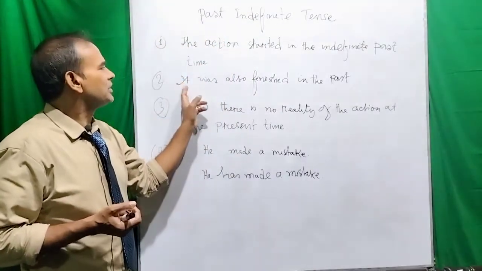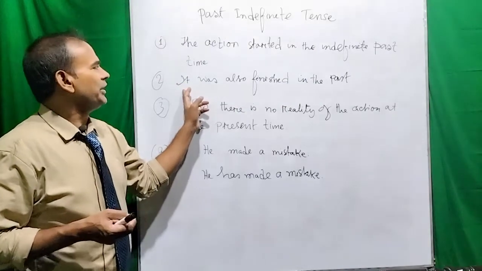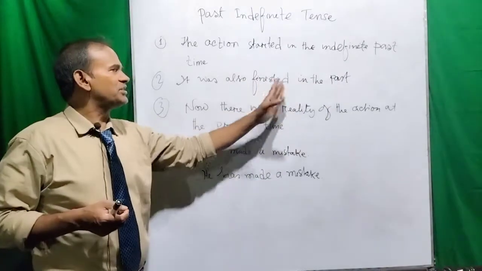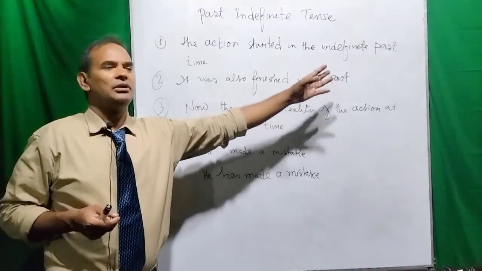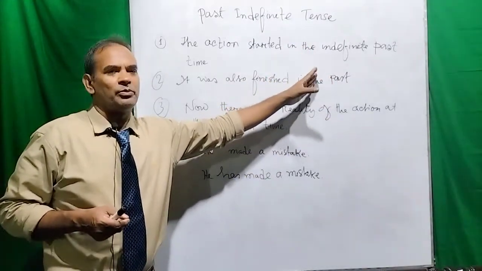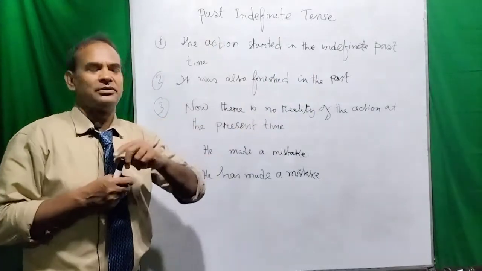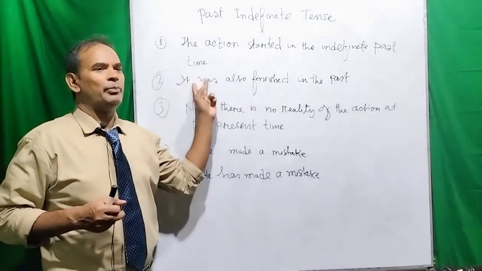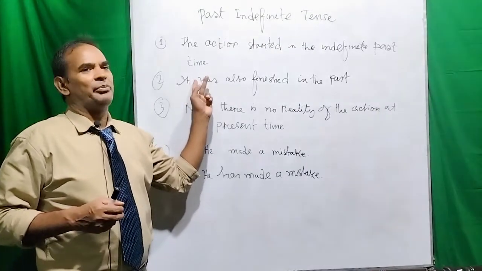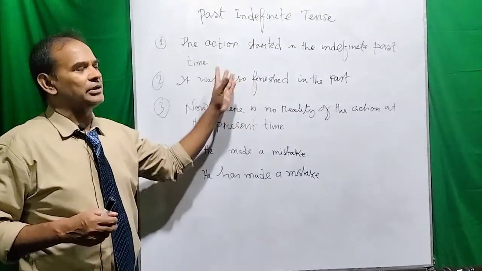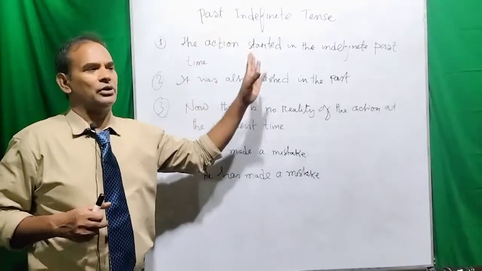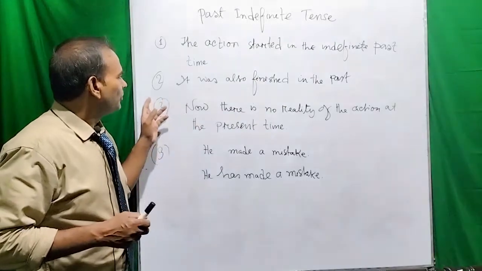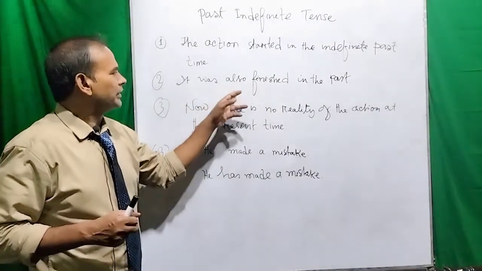And the second thing is that it was also finished in the past. So the finishing point of time is also unknown to us. In the past indefinite tense, we have to remember that the finishing time of the action is not known to us. So you have to have the idea this way.